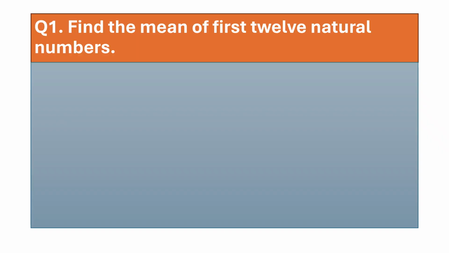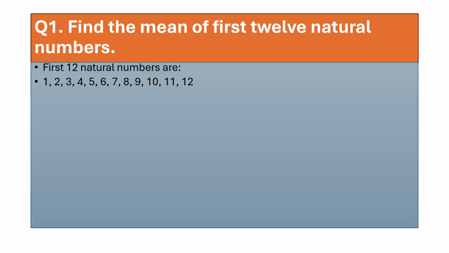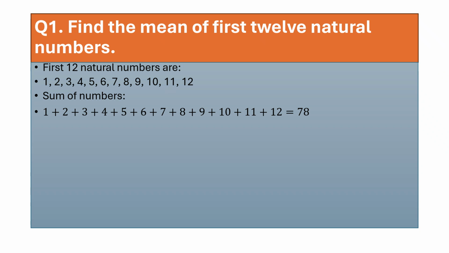Let's see question number 1, find the mean of first 12 natural numbers. Now first 12 natural numbers are, so you need to write it down, 1, 2, 3, 4, 5, 6, 7, 8 till 12. Now it is asked find the mean of first 12 natural numbers. So how do we find the mean? First you need to do sum of numbers. When you add all you get 78. Number of observations, if we see, the total number is 12.